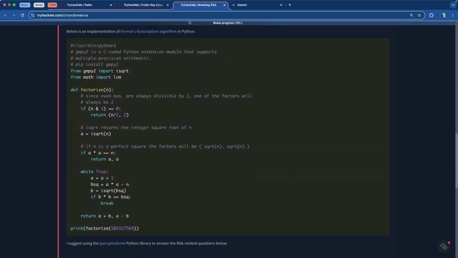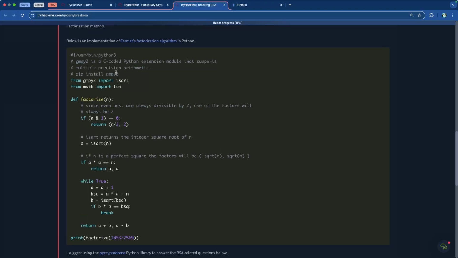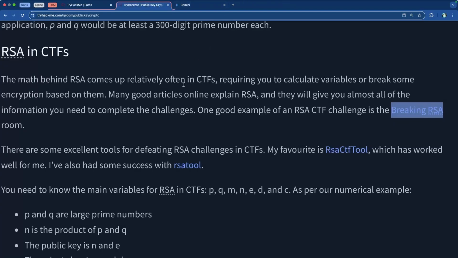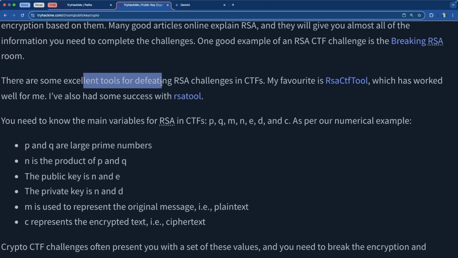And we can already see that we have all these. This is a nice little script that is a Python function. Very cool. I love Python. There are some excellent tools for defeating RSA challenges in CTFs. My favorite is the RSA CTF tool, which has worked for me. I've also had some success with the RSA tool.